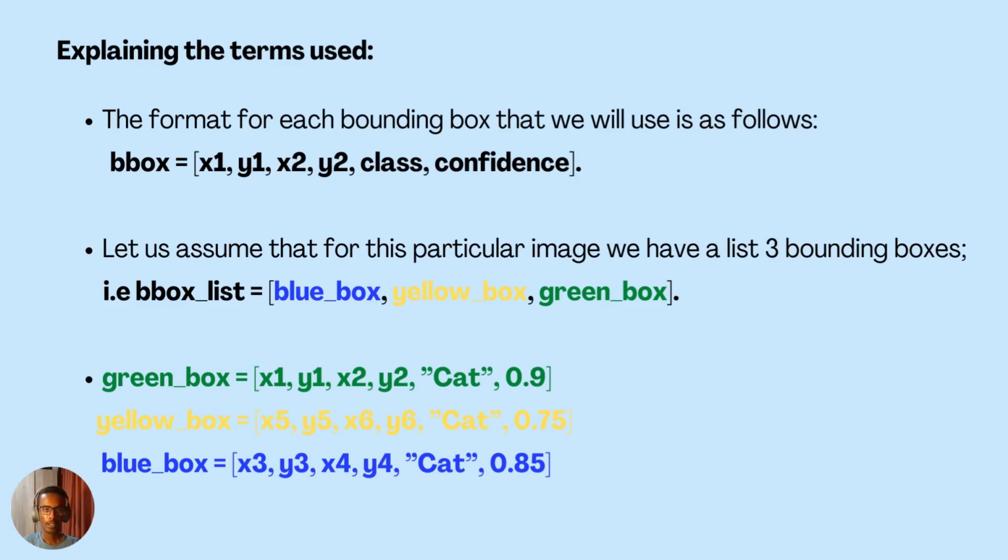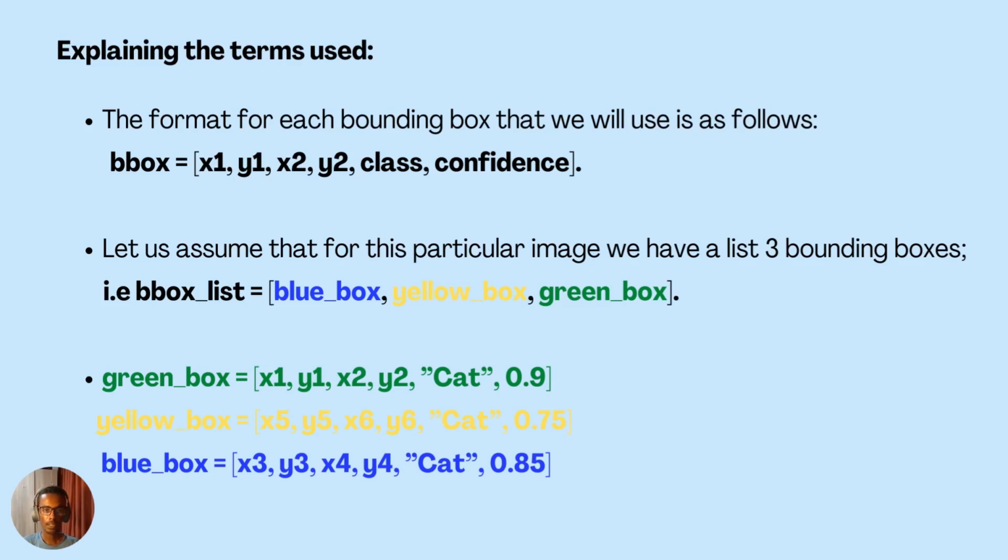The format for each of the bounding boxes that we will use is as follows. x1, y1, x2, and y2 represent the top left and bottom right corners of the rectangular region. C represents the class, and finally we have a confidence score. We have already talked about all of these in the beginning of the video.